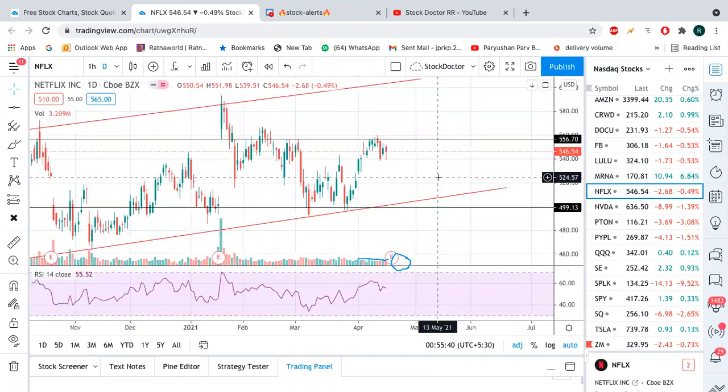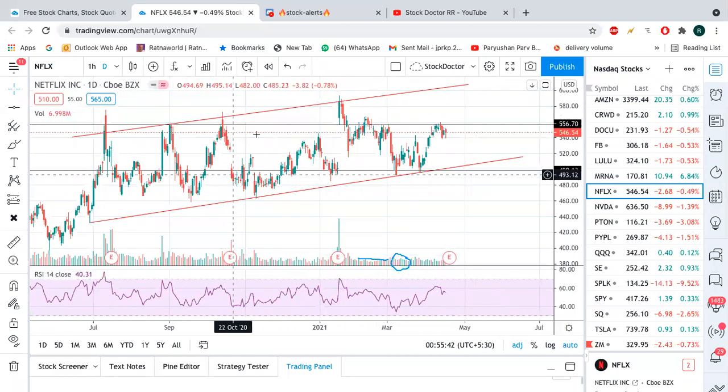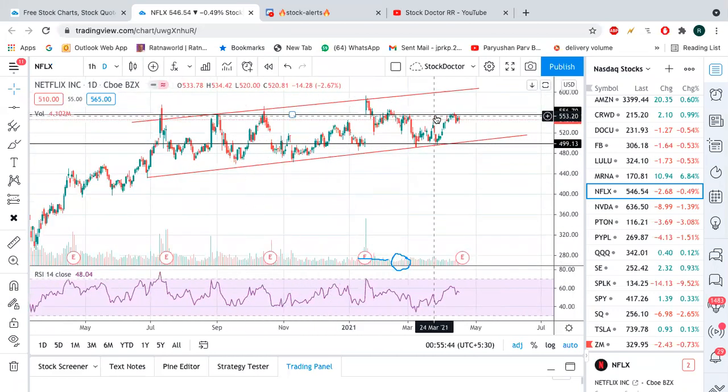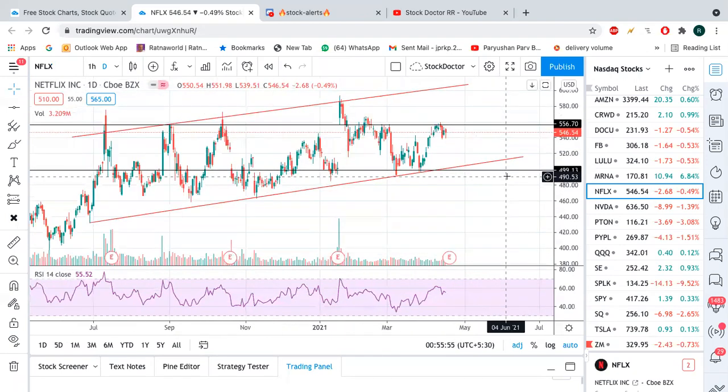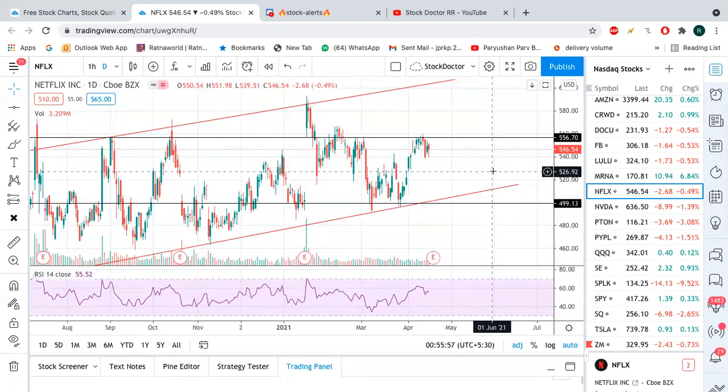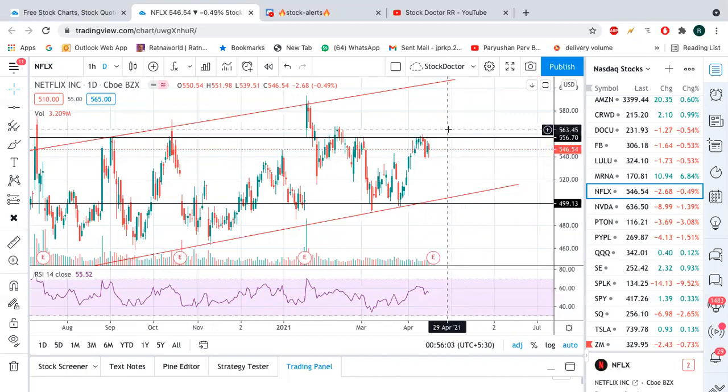The next stock is Netflix. Currently, Netflix is trading at the middle of the channel. So keep in mind that Netflix has its earnings on 21st of April. So if somebody wants to take an aggressive trade, then he should make a position above 555 to 560 zones for the target of 580 and 600.